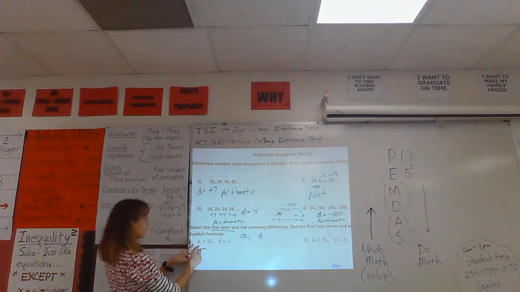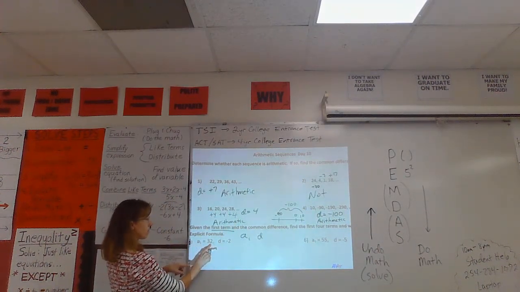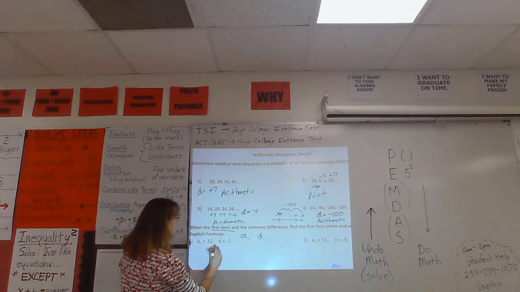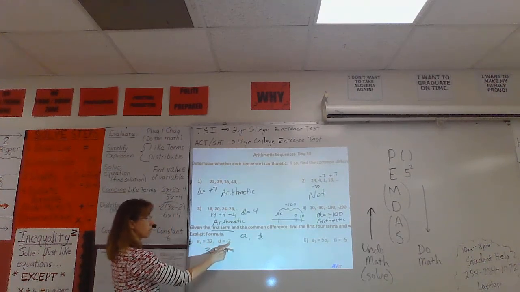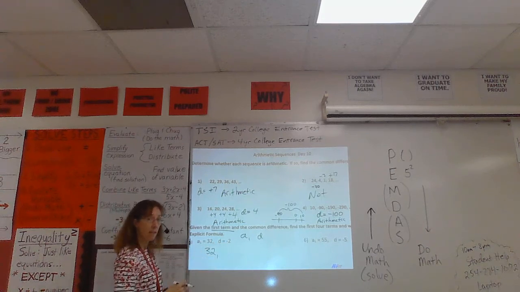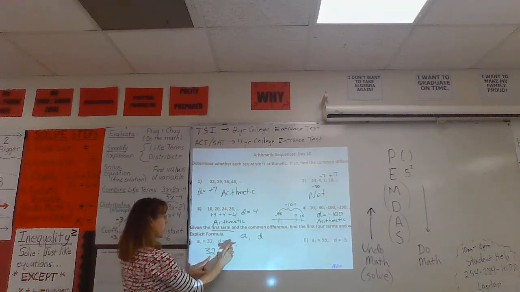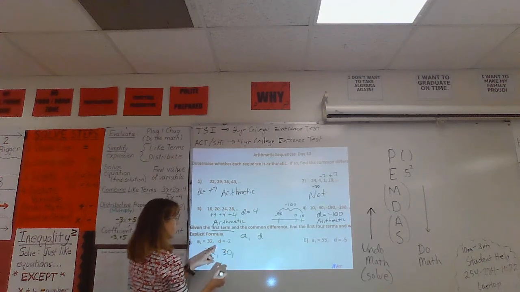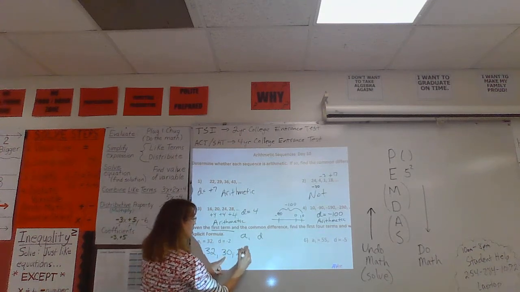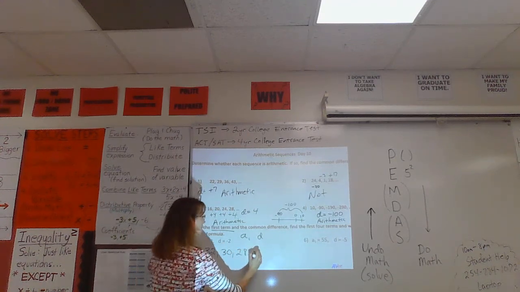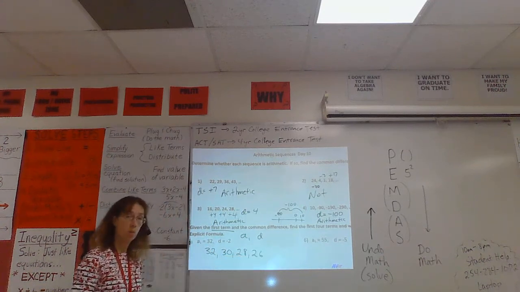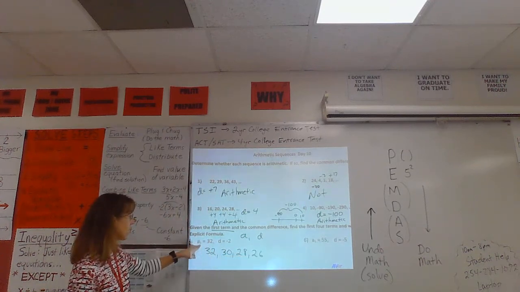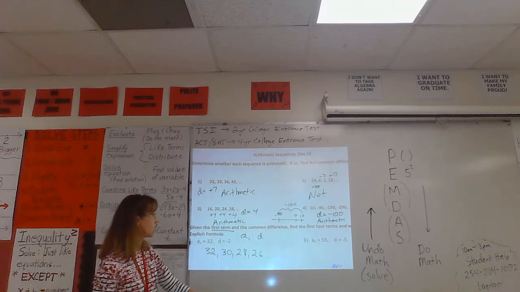So here's the first problem. A sub 1 is literally what number? 32. This is the first term, 32. What are we doing each time? D is negative 2, so we're subtracting 2. So from 32, if I subtract 2, I get 30. 30 subtract 2 is 28. 28 subtract 2 is 26. 1, 2, 3, 4. I just wrote the first 4 terms. 32 is the first one, that's A sub 1, and I'm subtracting 2 each time.